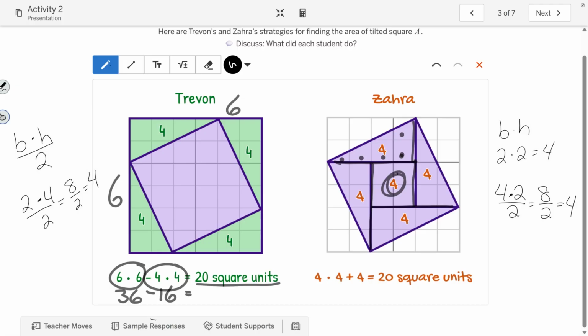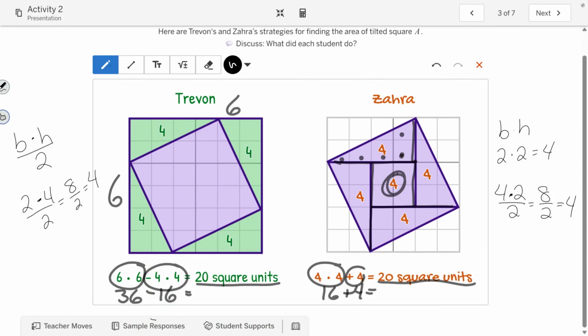And then, because all of hers were internal, within the square where we wanted to find the area, she just needed to add all of those together. So this is that 4 times 4, that is again coming from the triangles. There's 4 of them that are each an area of 4. This plus 4 is the center square there. And then 4 times 4 is 16, and 16 plus 4 is 20. So that is where that 20 square units came from.